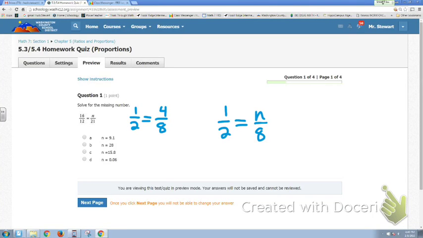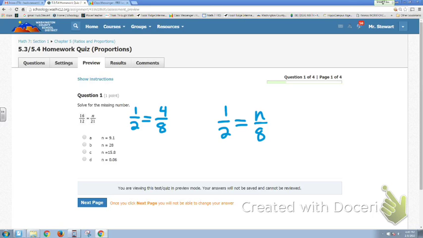Hello, this is Mr. Stewart bringing you the 5.3 5.4 homework quiz all about proportions. This time we're actually using the same idea from 5.2 about proportionality, but we're taking it one step further and asking you to find an unknown section of the proportional relationship.